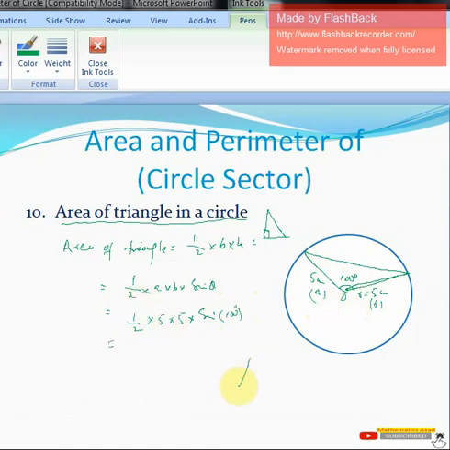Suppose there is one more triangle. This is 4 centimeter, this is 5 centimeter, and this is say 80 degrees. So we can find the area of this triangle. It is not in the circle because these two are not the same. When the two are the same, it must be a circle. So when two are not the same, we can find the area of the triangle by 1 upon 2 multiplied by 5 multiplied by 4 multiplied by sine 80.